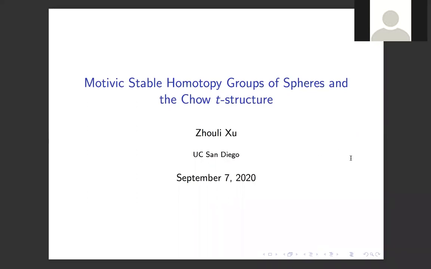So this is a talk about motivic stable homotopy groups of spheres. So I figured I should spend some time on the classical stable homotopy groups of spheres. So that's the plan. I'll spend, roughly speaking, 1/3 of the time explaining some historical methods of computing stable stems classically, and then I will go to the motivic case.